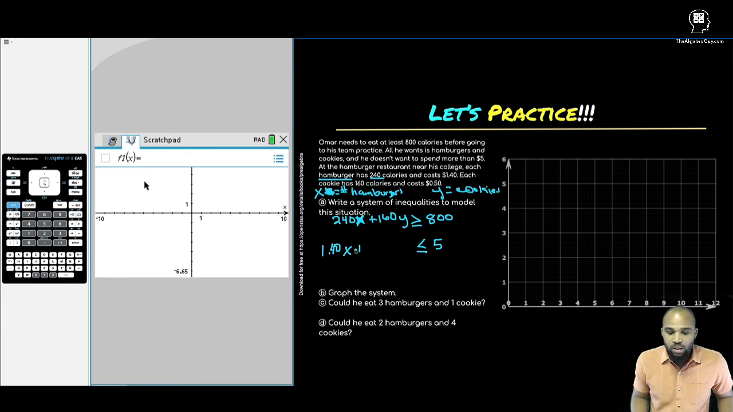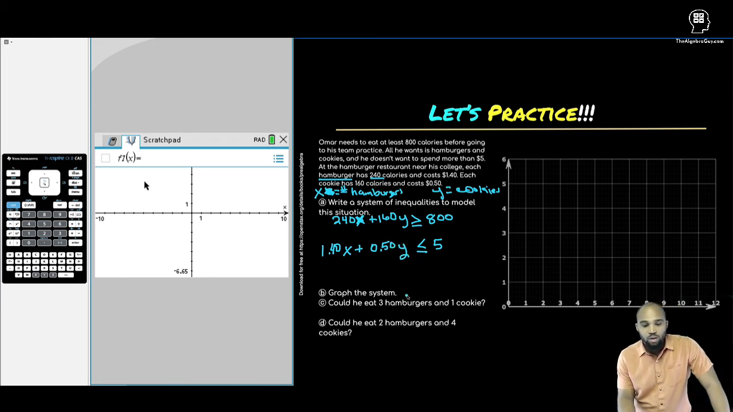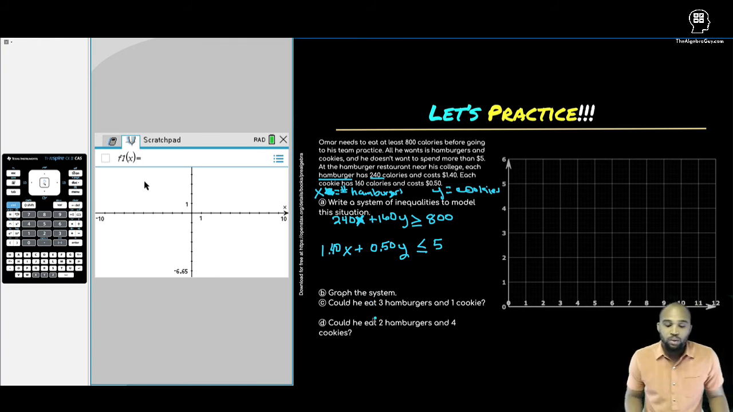$1.40. Plus my cookies are 50 cents per cookie. So these are the inequalities I'm using to graph this system. So let's graph this system and then we'll answer these two questions.